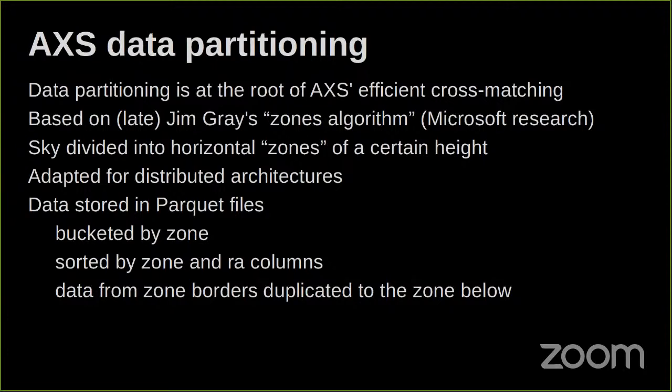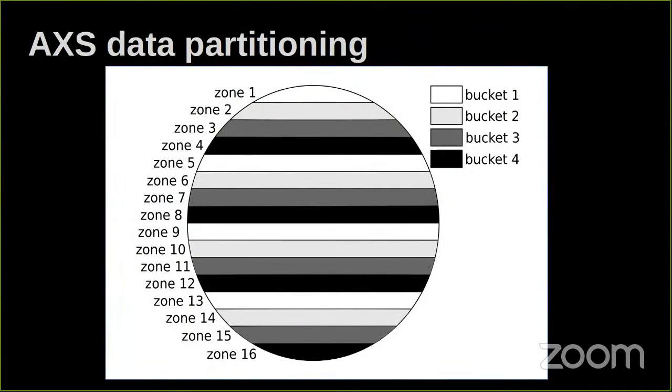I'll show you in a second. I think it will be clearer what I mean. So this is an example of partitioning the sky. Let's say the whole sky is this big circle, and we partition it into 16 zones, and we have 4 buckets or 4 physical files. Then we sequentially put all the objects from each zone into the corresponding bucket, shown with different colors. What's not shown is this narrow strip, or narrow border, at the bottom of each zone, the data from which gets duplicated into the zone below.